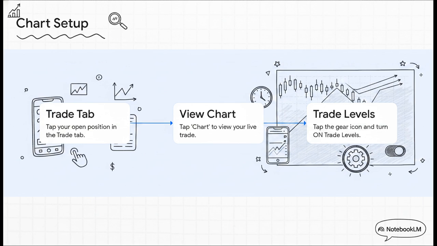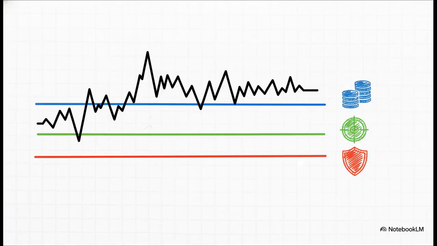Now, Step 3 is the secret sauce. Look at the top right of your chart for a little gear icon. Tap that to open your chart settings and turn on trade levels. And honestly, this is where you really see the visual power of MT5. The second you toggle that setting on, suddenly your chart lights up with these colorful horizontal lines. The green line? That's your entry price. The red line represents your stop loss, and the blue line represents your take profit. Just like that, you can see exactly where your risk and reward are sitting compared to the live price.